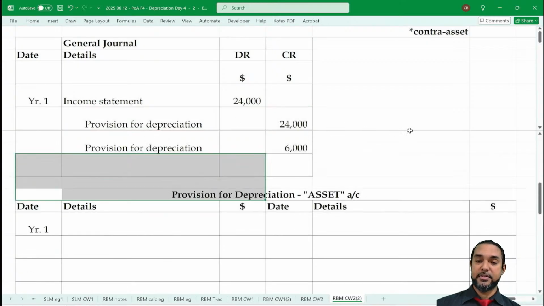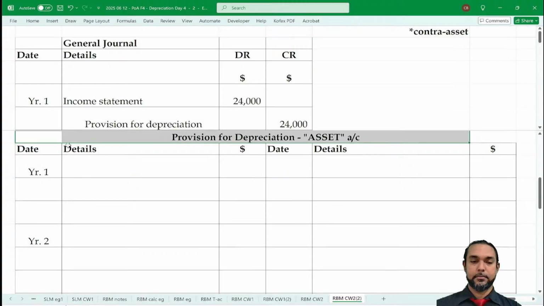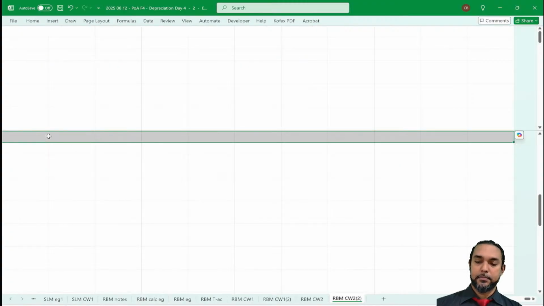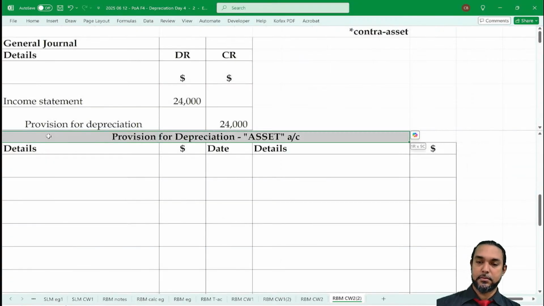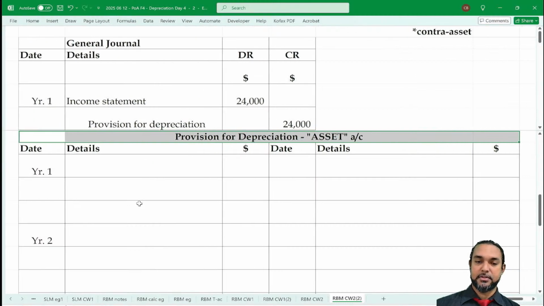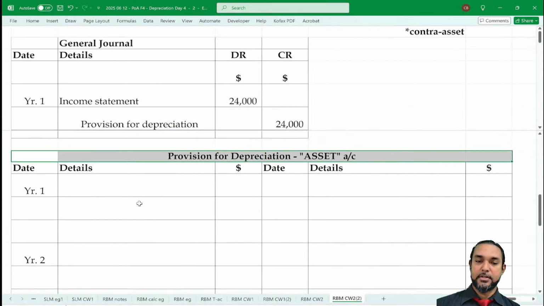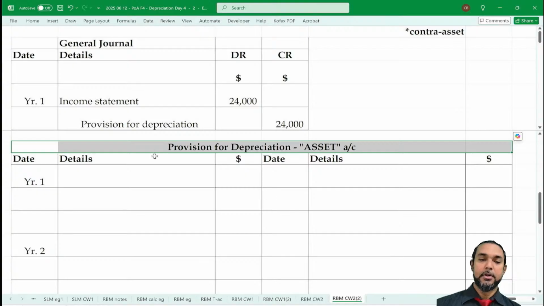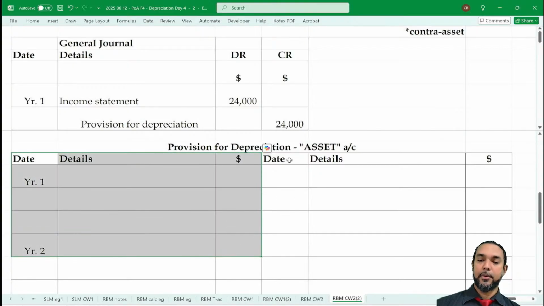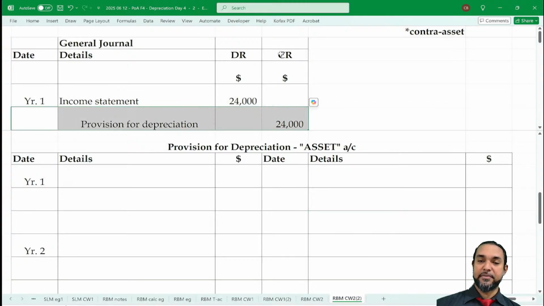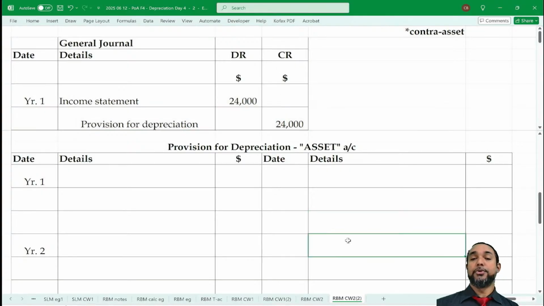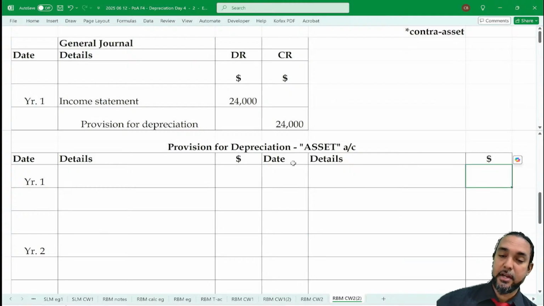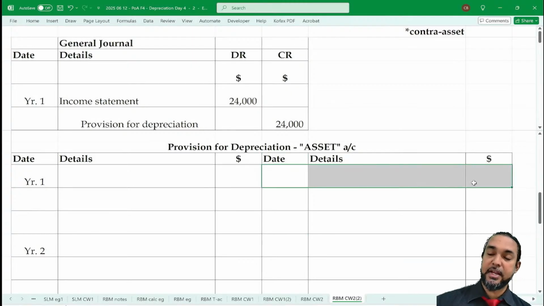Now that is what this is. This item down here is the provision for depreciation T account. So we have a debit side and we have a credit side. What does it say in the journal entry? We have to credit the provision account. So when you credit an account, you go on the credit side and record the entry.